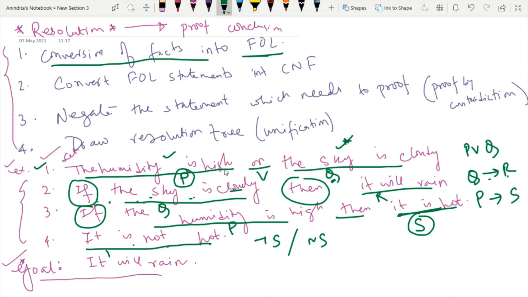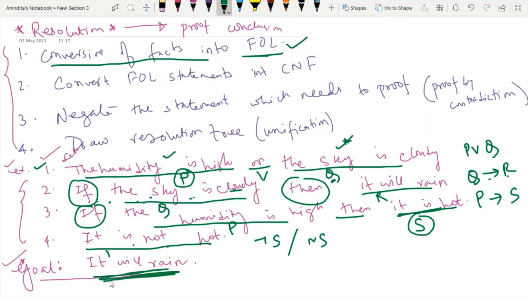Now, according to this first step, we have to convert each and every fact into FOL. You also have to remember that whatever goal is given to you, you also have to convert it into FOL.